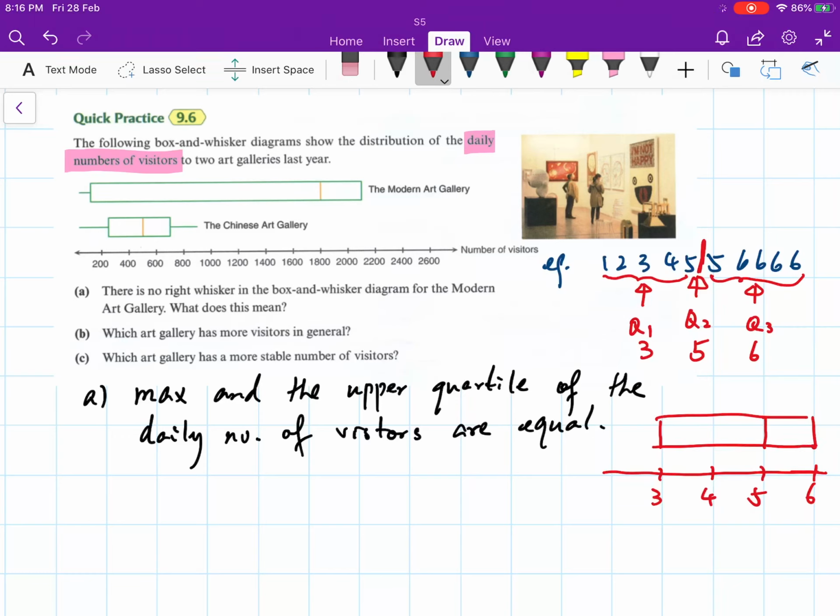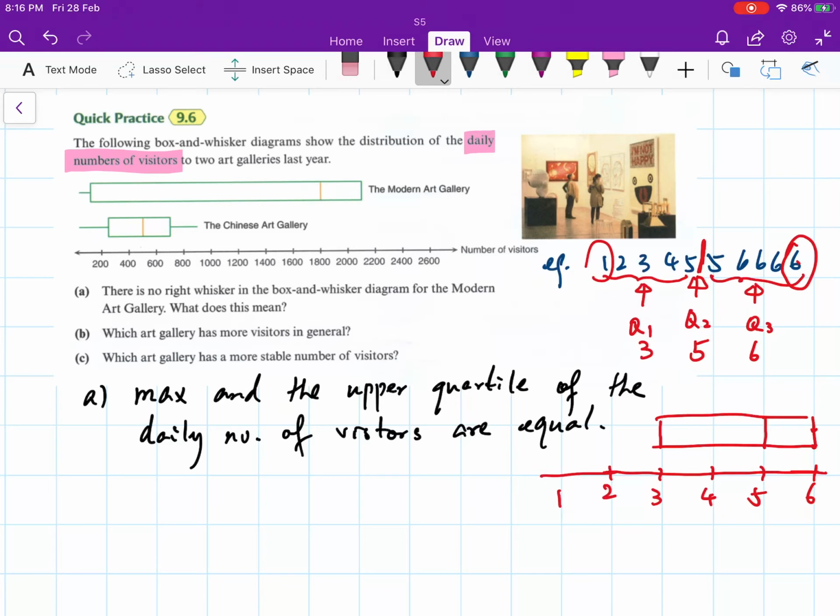So we will have the Q1, Q2, Q3. Then the maximum is 6 again. Can you see that? 6 again. So that means I can't extend because the maximum didn't approach 7, right? So the maximum is also 6. So I can only draw here.